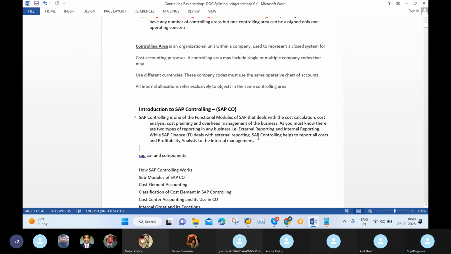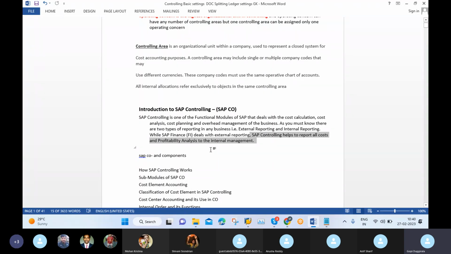Next, SAP controlling helps to report all costs and profitability analysis to the internal management. That's the point I was saying. Why is SAP controlling helpful? To report all costs and profitability analysis to the internal management.